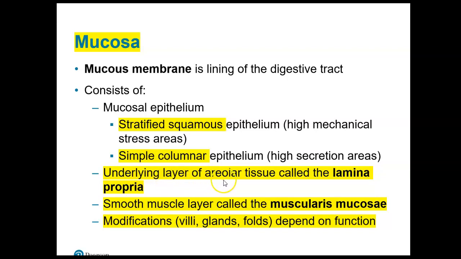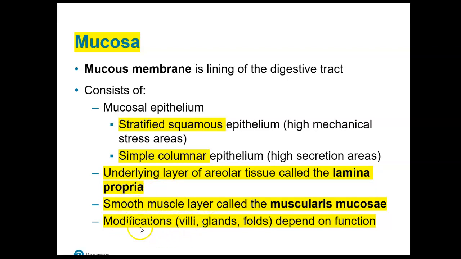The underlying layer, I guess you say the submucosa, is called the lamina propria, and that is composed of areolar connective tissue. Then you have a smooth muscle layer called the muscularis mucosa, and it moves the food and the bolus, and then it becomes chyme in the stomach. It moves all of that along, and even feces, all of that along through the GI tract.